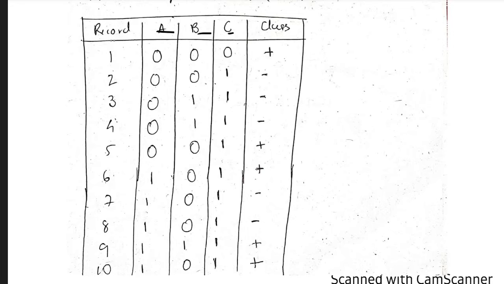A, B, C are given. And in A, how many distinct values are there? 0, 1. In B, how many distinct values are there? 0, 1. See, in C how many distinct values are there? 0, 1.